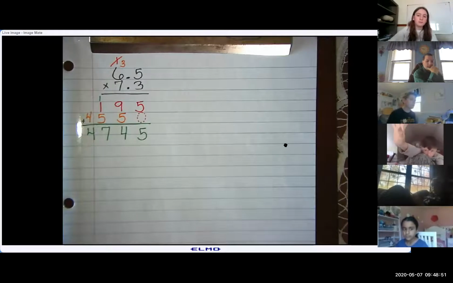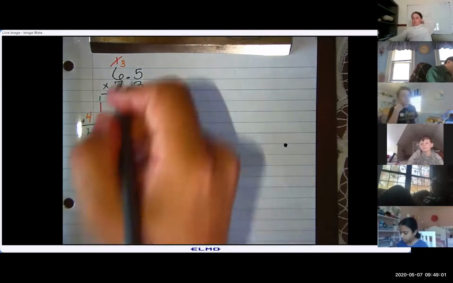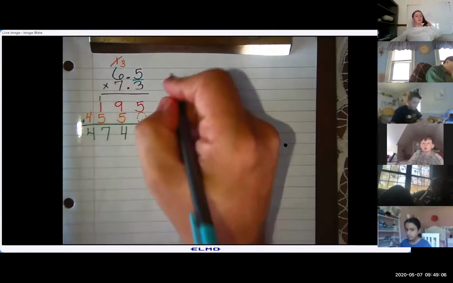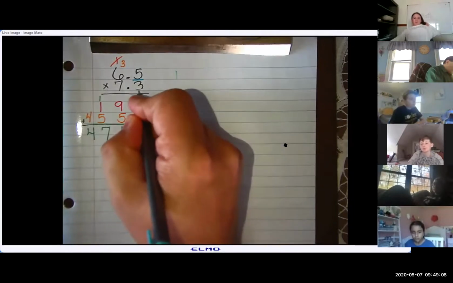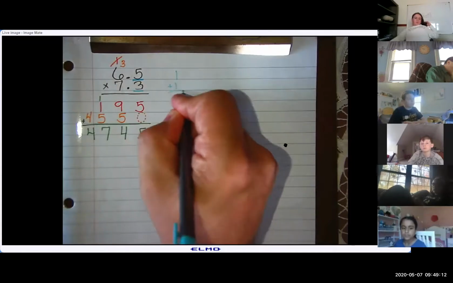What do I do now? I'm on step 2. What is step 2? Look at your notebook. Count the number of decimal places. Right. How many decimal places here? 1. How many decimal places here? 1. What is 1 plus 1? 2.